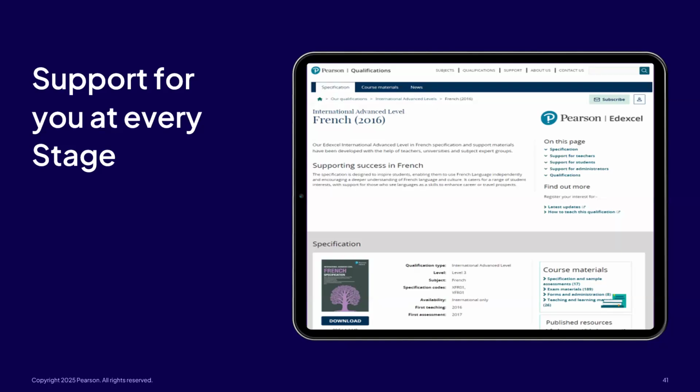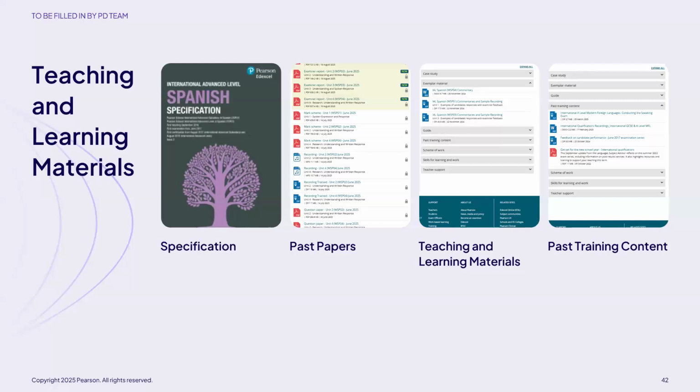So in those course materials, all of those menus there, you will find the specification and sample assessment materials. You've got exam materials. I don't know when that screenshot was taken, but look, already 189 different items within those exam materials. Lots and lots of material is there for you. You'll find the forms and administration, and also the teaching and learning materials. There's also some access to past training content.